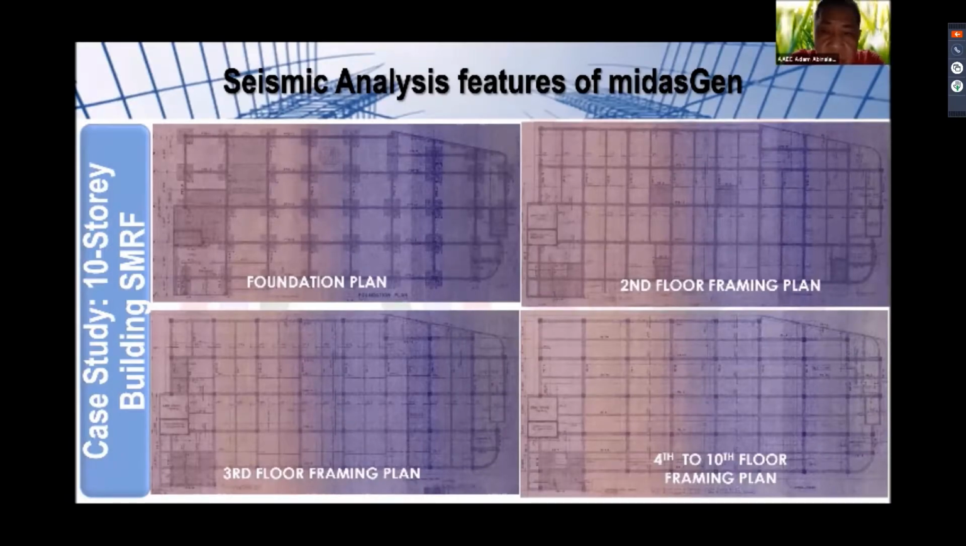Now, what you see on the screen are the floor framing plans of the 10-story reinforced concrete building. And then you have the foundation plan. You have the second floor framing plan. Then you have the third floor framing plan. And of course, the typical floor plan from fourth floor to the 10th floor. Well, this is not actually a regular building considering the shape of the building, but just the same, looking at the framing, they seem to be of a certain regularity.